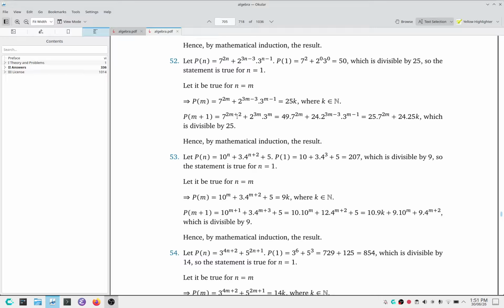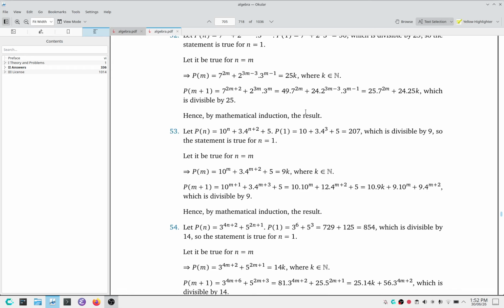We get 7 raised to the power 2m plus 2, 2 raised to the power 3m, and 3 raised to the power m. We want this power, so we take out 7 squared, we have got 49, and we want 3m to the power minus 3 and m minus 1. So we do that, and then we have 24 here. Now this is equal to 25 into 7 to the power 2m plus 24 into 25k, which is divisible by 25, and hence by induction we have the result.